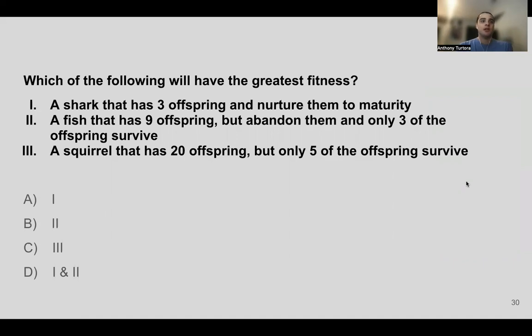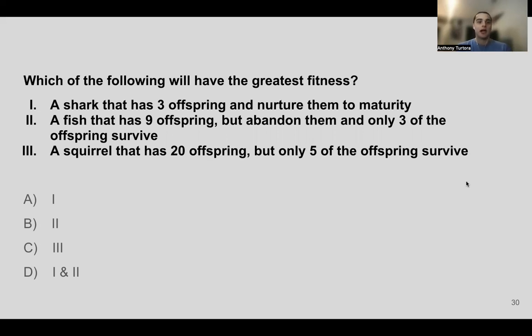All right, so our 5th question here states, which of the following will have the greatest fitness? Roman numeral 1, a shark that has 3 offspring and nurtures them to maturity. 2, a fish that has 9 offspring but abandons them and only 3 of the offspring survive. Or 3, a squirrel that has 20 offspring but only 5 of the offspring survive.